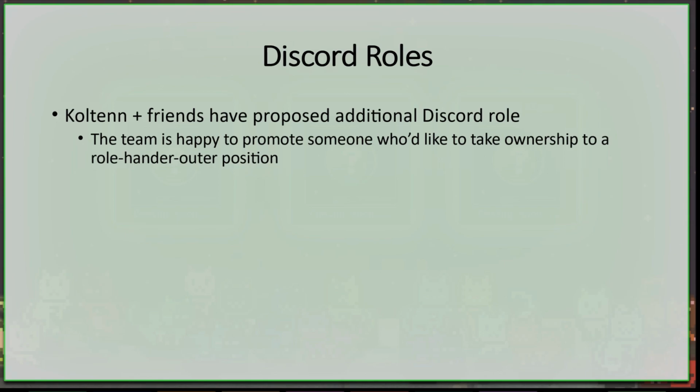Colton and a couple of other people have talked about additional Discord roles, like a Pink Panther owner, a Garfield owner, a Cheshi owner, someone who owns a 2017, someone who owns a complete set, which would be one MoonCat from all of the years, et cetera. This level of Discord role management, I just do not have the bandwidth for myself. But we are happy to promote someone who wants to take ownership of a role hander outer position.